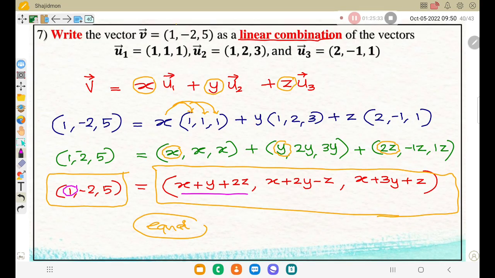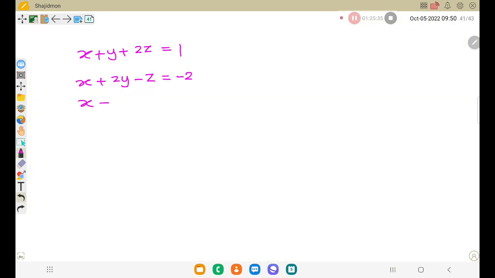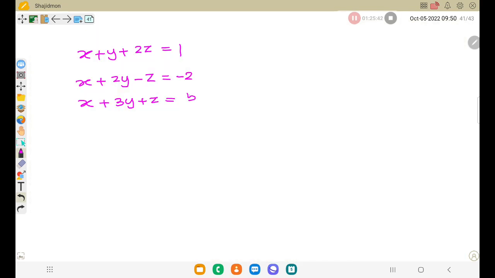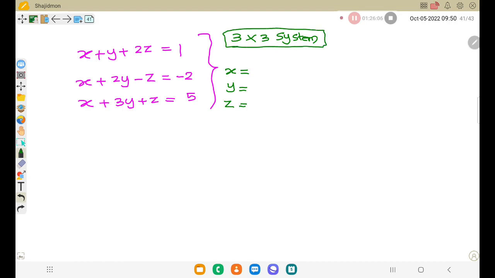x + 3y + z equals, what is the third component here? 5. So we can write it is 5. So we got one system of equations now. How many equations are there? 3 equations. How many unknowns are there? We have 3 unknowns: x value, y value, z value. We don't know those values, correct? So we are calling it a 3 by 3 system, because 3 equations and 3 unknowns.